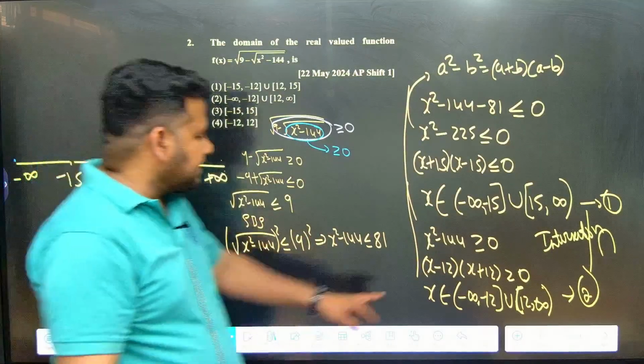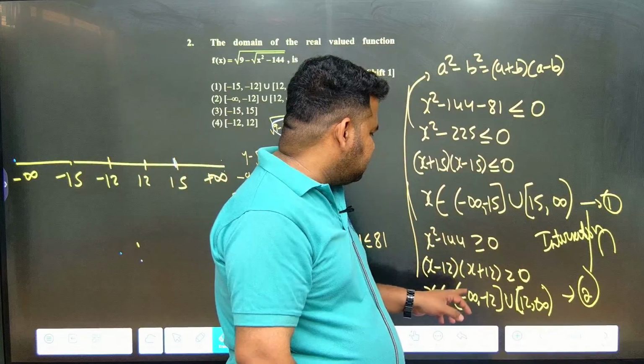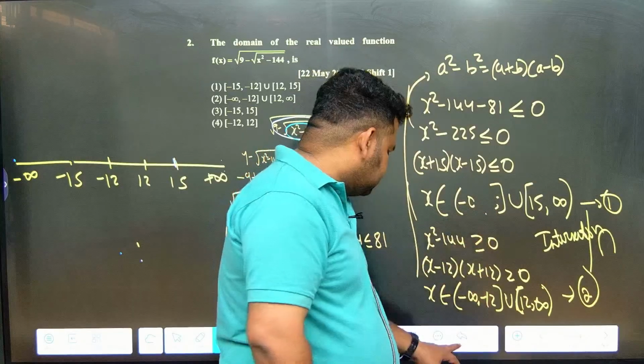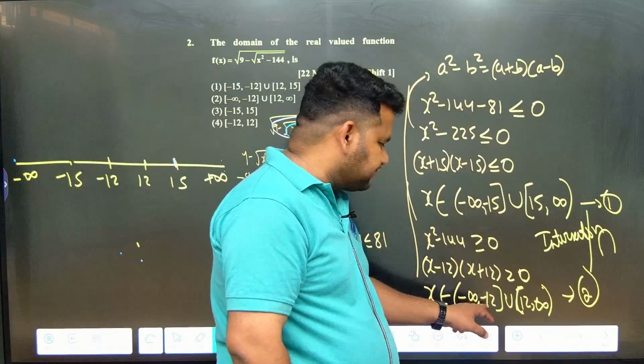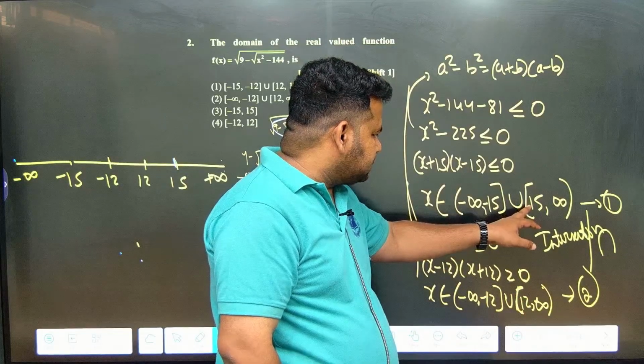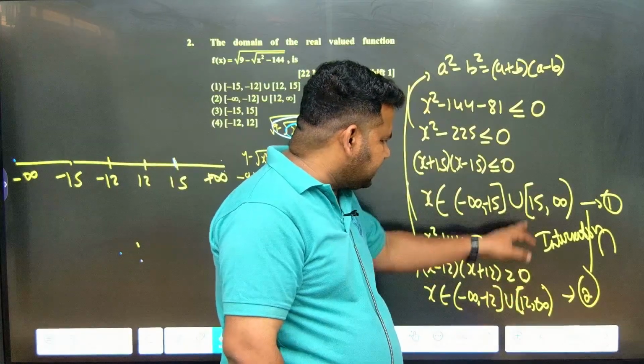See here, if you look at minus 15 to minus 12, what is happening? Minus 15 is included here also, and minus 15 is included here also. What about this? 12 is included here also. See, 15 minus 12, 15 comma infinity, what is happening? 12 is included here, yes or no?